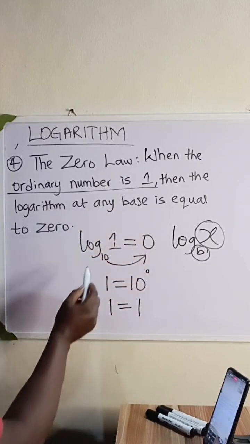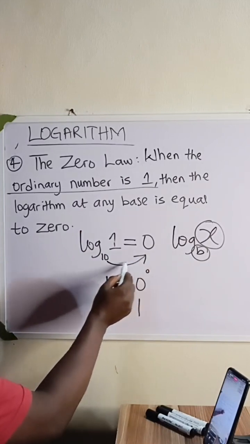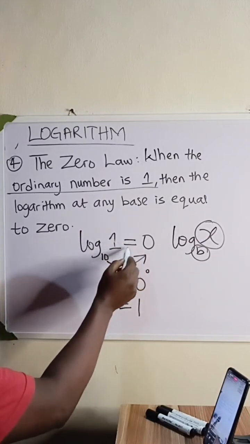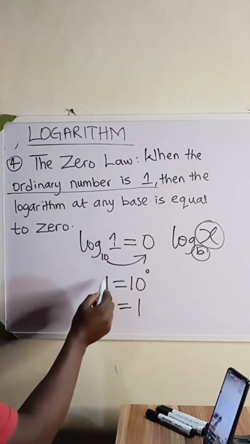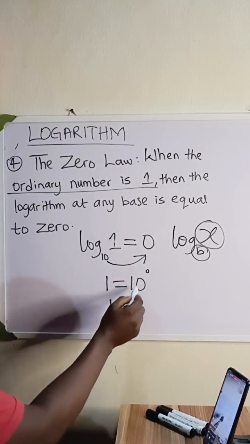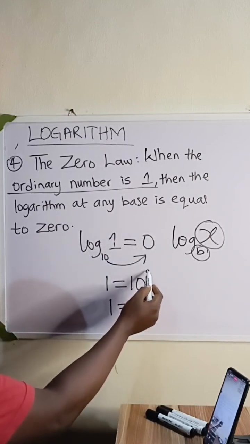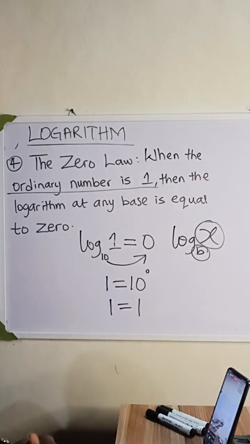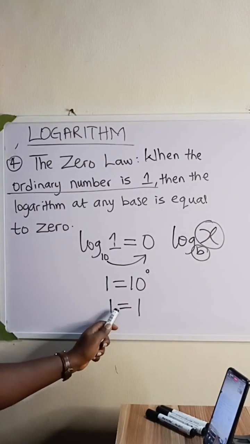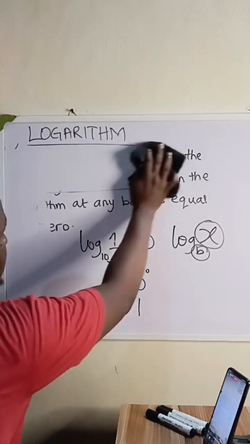And when we did that, all we needed to do was to move the 10 across the equal to sign. So the 10 came over here, and then we have 1 is equal to 10 to the power of, this 0 now becomes a power, 10 to the power of 0. And we know that any number to the power of 0 is equal to 1. So that means 1 is equal to 1.